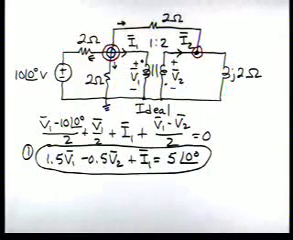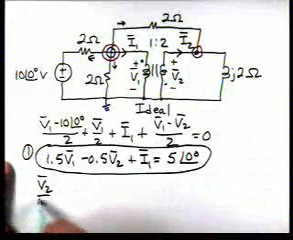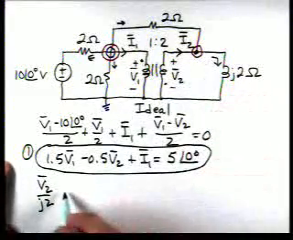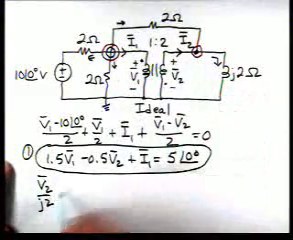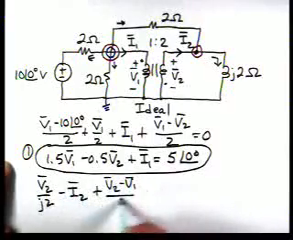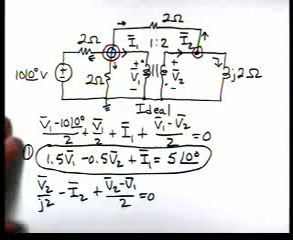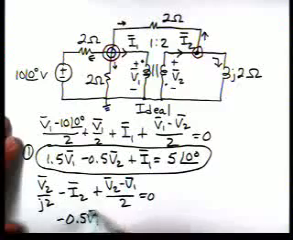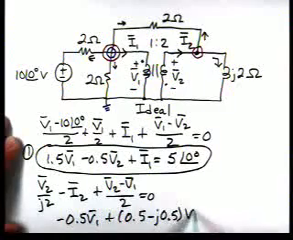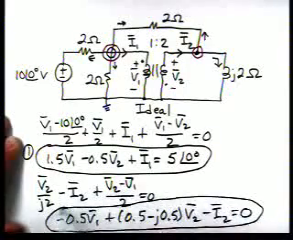Now, let's apply KCL over at this node. We'll have V2 over j2. That's this current. We'll have I2 entering, so since we've been summing currents leaving, we have minus I2. Then we'll have V2 minus V1 over 2 equal to 0. That's a current going out that direction. So if we simplify this equation, we'll have minus 0.5 V1 plus 0.5 minus j0.5 V2 minus I2 equal to 0. Okay. So here's a second equation.